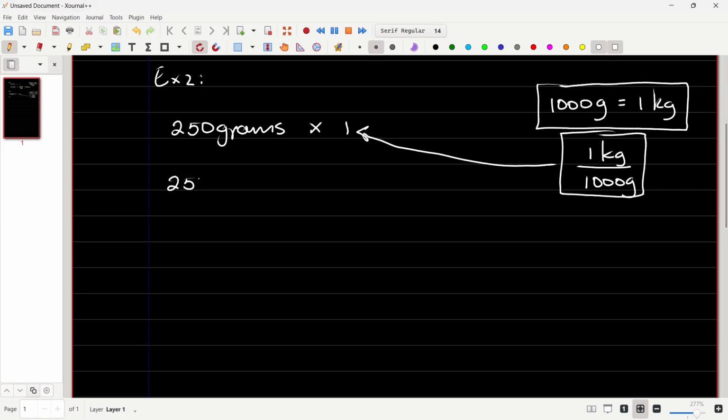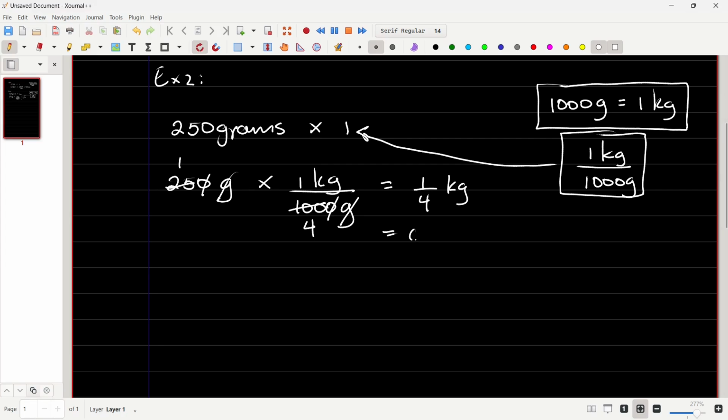So 250 grams multiplied by 1 kg over 1,000 grams. The g's cancel. 0 cancels here. 25 into 25, 1. 25 into 100, 4. And we get 1/4 of a kilogram, or 0.25 kilograms.